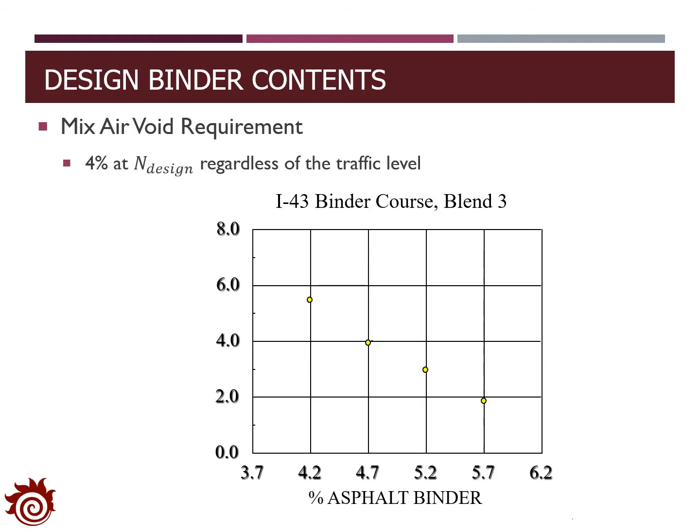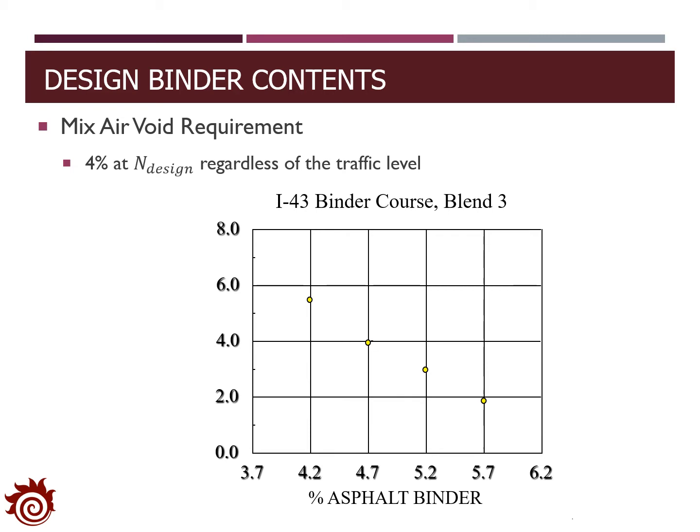In the third step, we will estimate an appropriate binder content for the Superpave mix design, and the result should come from the test. There are several requirements about the estimation. The first one is the mixed air void requirement, where we want to find out the asphalt content at 4% air void at N design regardless of the traffic level. The figure here shows the results from the test.